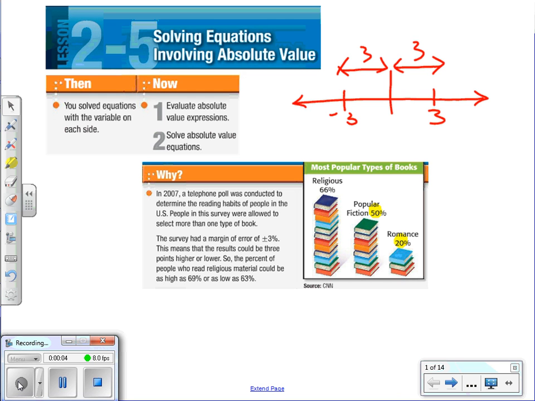Solving equations using absolute value. Remember, absolute value is the distance a number is from 0. So the distance where -3 is from 0 is the same as the distance 3 is from 0.